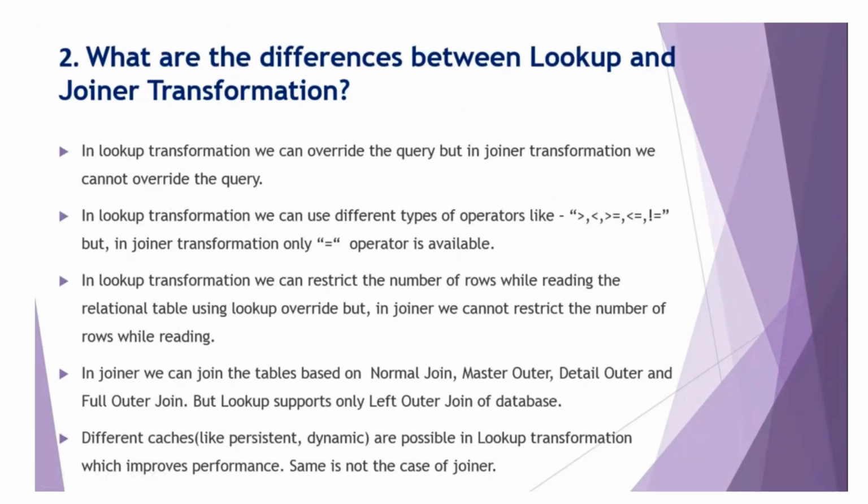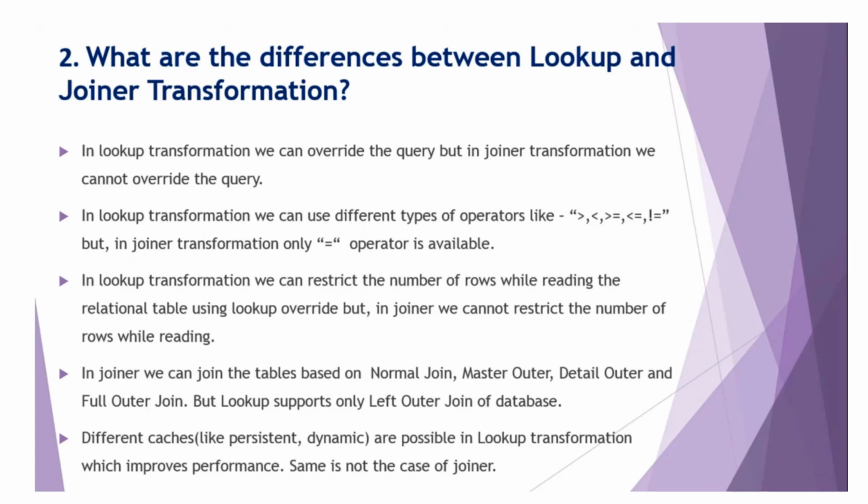The second question is, what are the differences between lookup and joiner transformation? The answer is, in lookup transformation we can override the query, but in joiner transformation we cannot override the query. In lookup transformation we can use different types of operators like greater than, less than, greater than or equal to, less than or equal to, and not equals. But in joiner transformation only the equal operator is available. In lookup transformation we can restrict the number of rows while reading the relational table using a lookup override query, but in joiner transformation we cannot restrict the number of rows while reading.